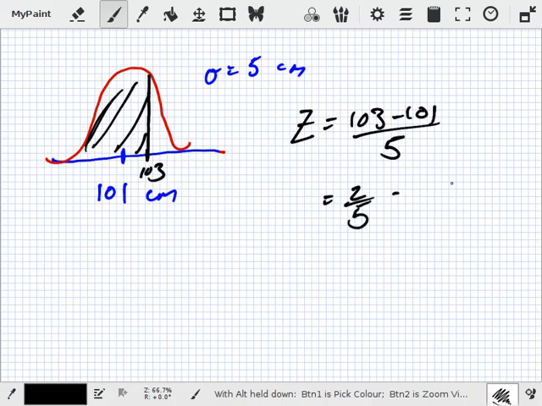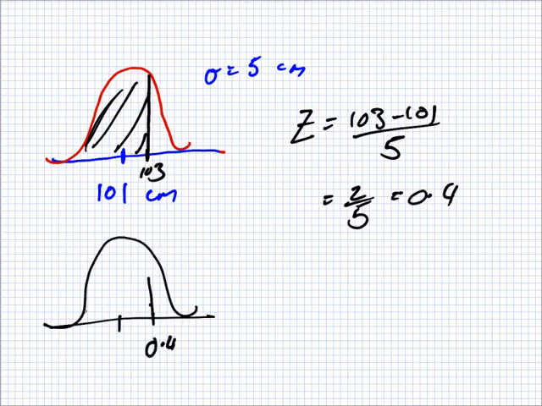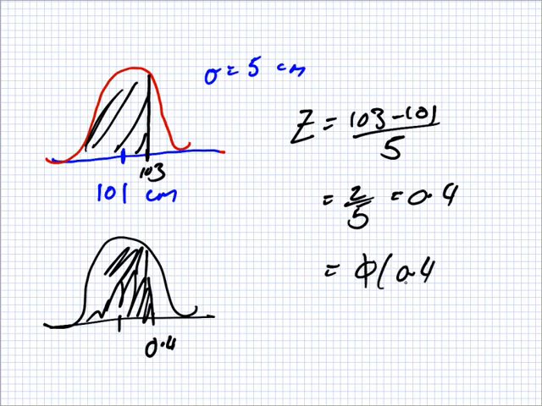So that's 0.4. So the problem is the same as getting the area. So if we look up our table book at 0.4, we get 0.6554. All right. So that's the first part.